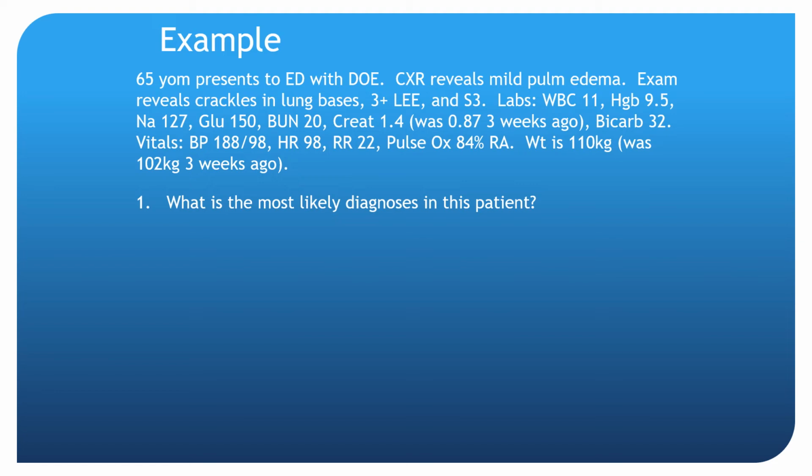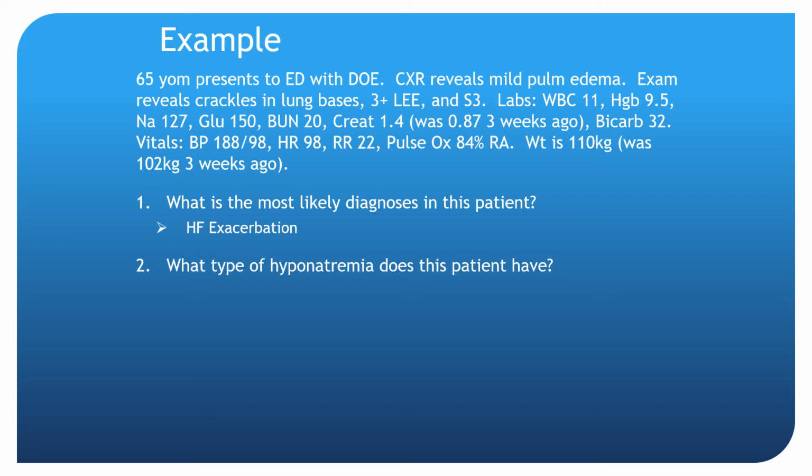The glucose is 150, just mildly high. BUN's 20, creatinine's 1.4. It was 0.87 though 3 weeks ago, so this patient technically has acute kidney injury according to KDIGO criteria. The bicarb is 32. So here you can look at the vitals. Blood pressure's definitely elevated. Heart rate's upper end of normal. Pulse ox is low. Definitely this patient needs to be put on oxygen. And you can see that their weight has increased quite a bit over the last 3 weeks. So it's pretty easy to tell what's going on with this patient. They more than likely have heart failure exacerbation.